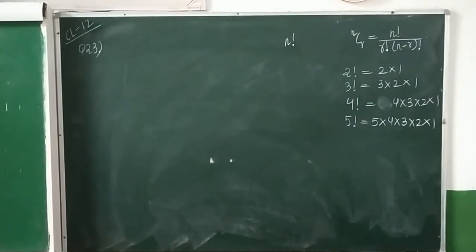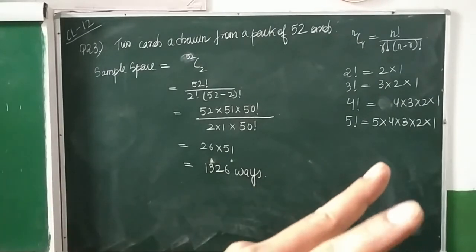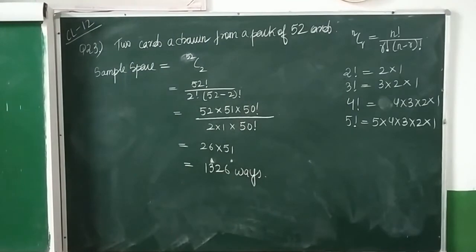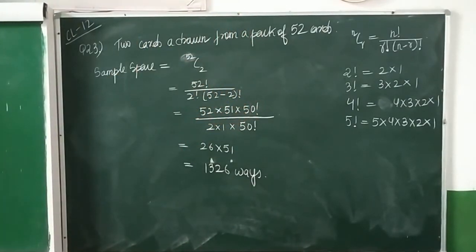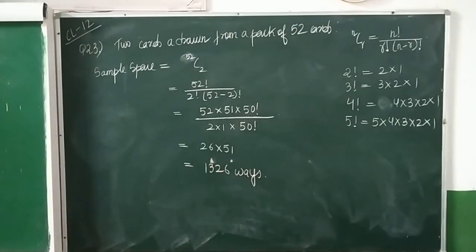Now we'll go to question number 23. Alright, let's go with the question. That is question number 23. Now I have told you whenever we are drawing two cards or two balls at a time, then we have to use the formula of NCR. Please remember that the formula of NCR is factorial N divided by factorial R into factorial N minus R. And how to calculate the factorials I have given out here.